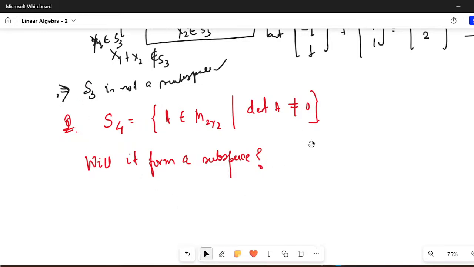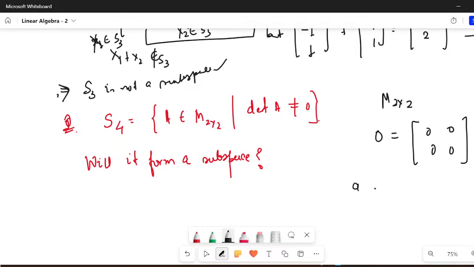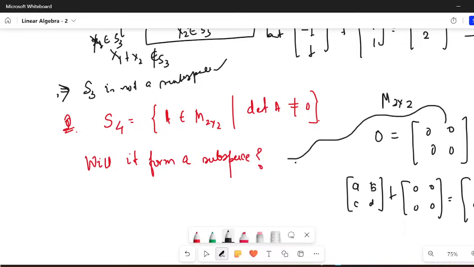Why? Because we always know that in order that S4 should form a subspace, if 2 cross 2 matrices are there, it should contain a 0 element, which is the matrix 0 0 0 0. And if I add this 0 matrix to any matrix, let's say A B C D, then it gives me again the same matrix. So as I told you, this 0 element should be contained in S4 also.